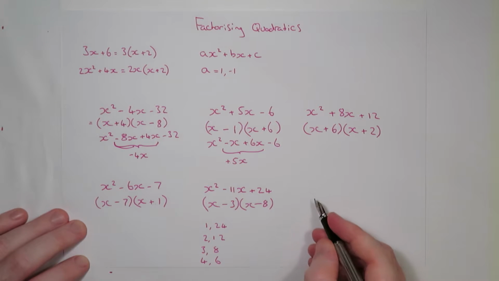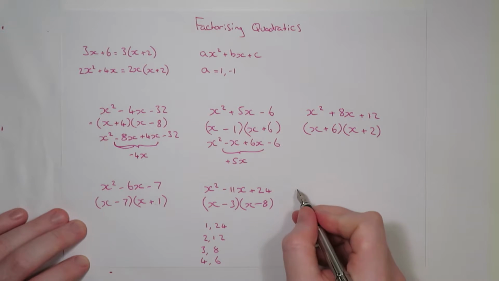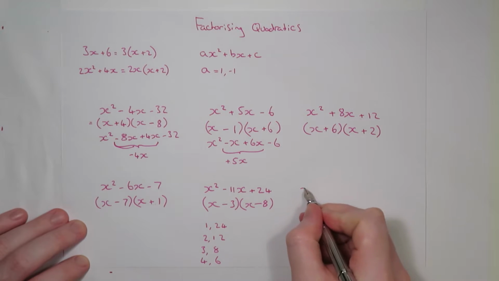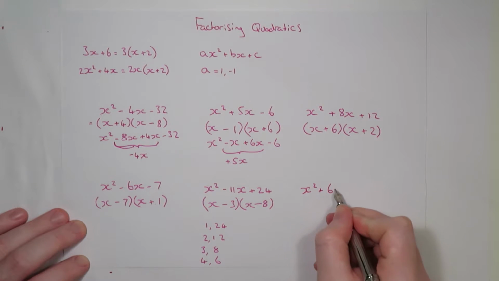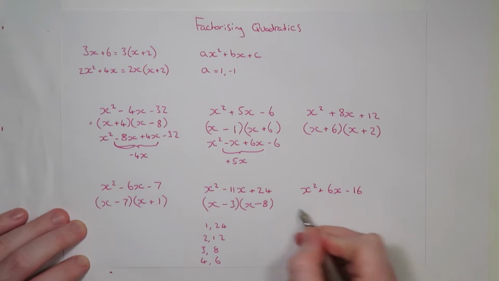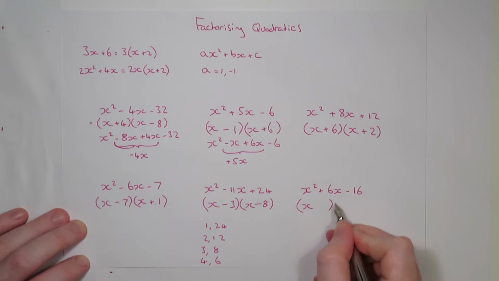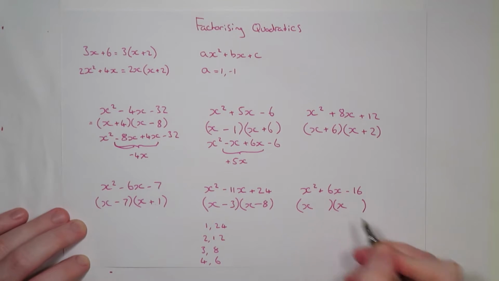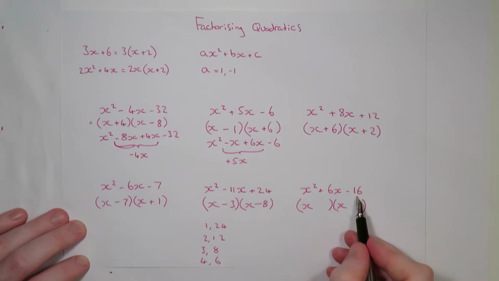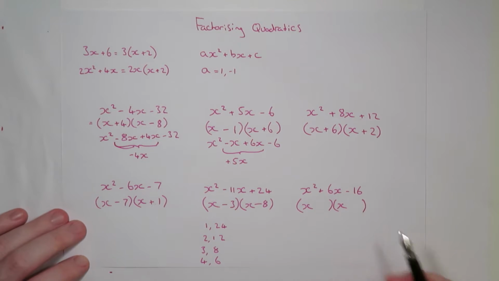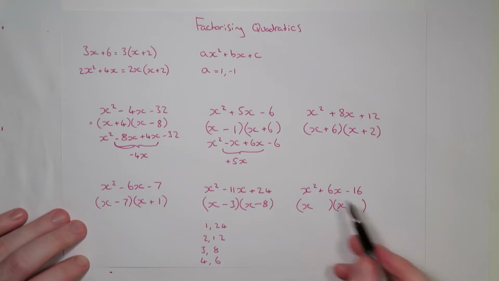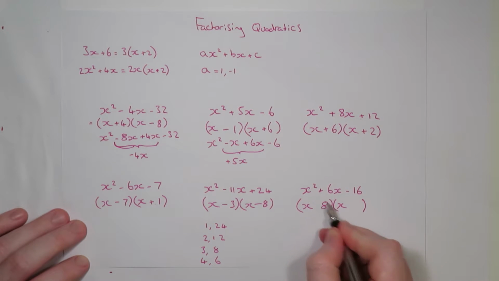And I think we'll have one more question. x squared plus 6x minus 16. Okay, so factors of 16. 1 and 16 won't work because there's no way you can get 6. 4 and 4 also won't work. So in that case, it's going to have to be 8 and 2.